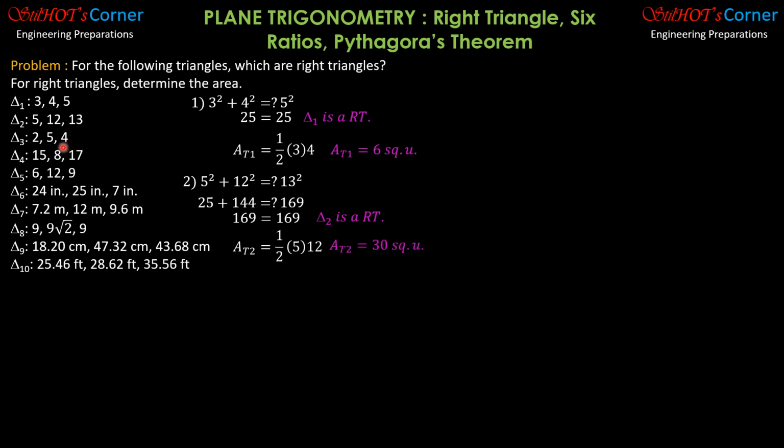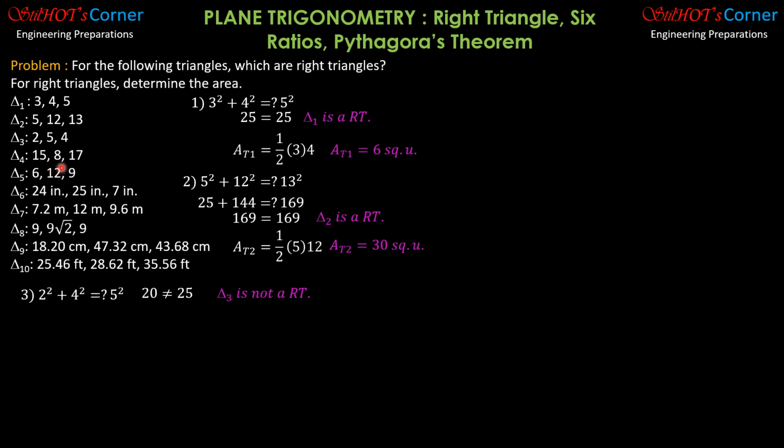Triangle 3, the shorter sides are 2 and 4, and the longest side is 5. This is unfamiliar, so we expect this is not a right triangle, but these are possible sides of a triangle. So 2 squared plus 4 squared is equal to 20, and 20 is not equal to 25. Therefore, triangle 3 is not a right triangle.